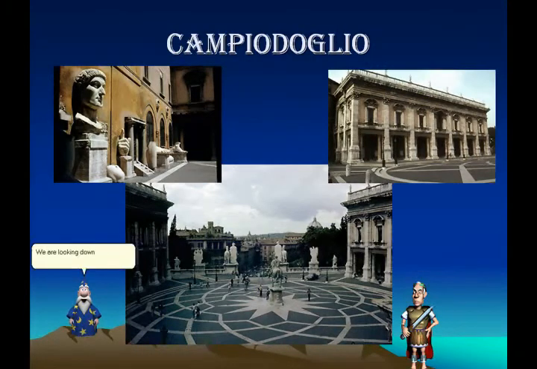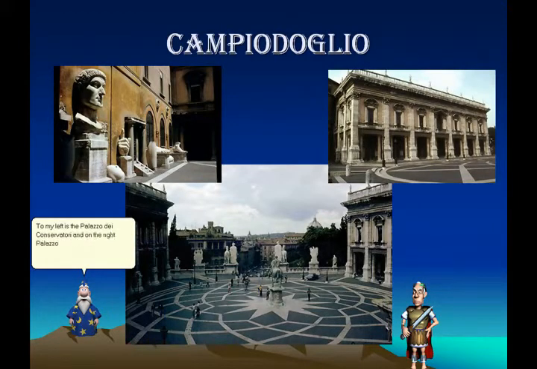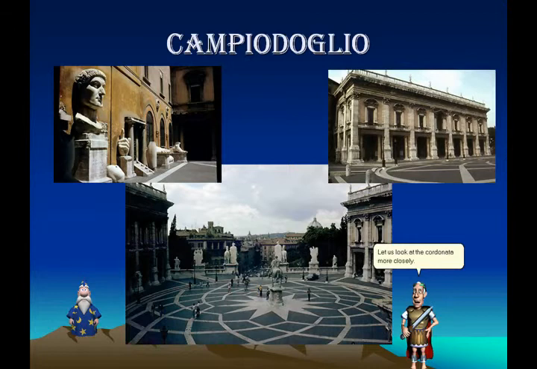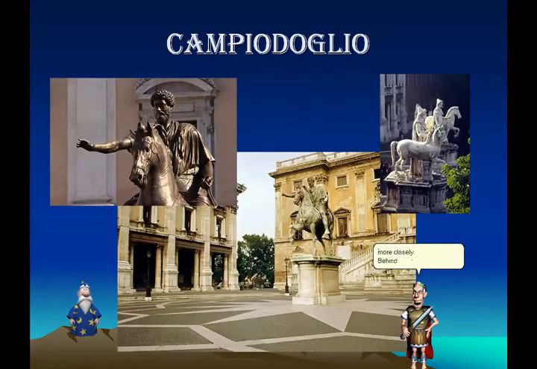We are looking down the hill away from the Forum area. To my left is the Palazzo dei Conservatori and to the right the Palazzo del Museo Capitolino. Both contain art from Greek and Roman times. Let us look at the piazza more closely. Behind the statue of Marcus Aurelius is the Palazzo Senatorio.